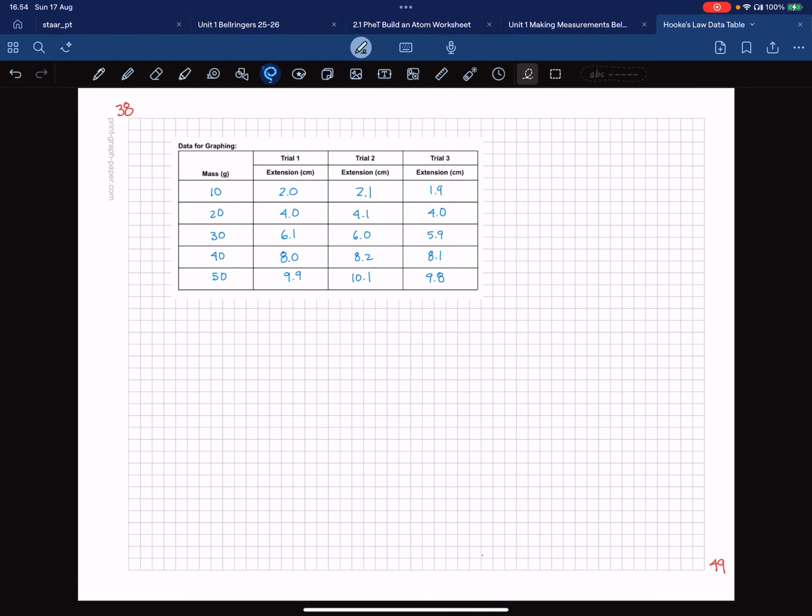Okay, ladies and gentlemen, the first thing that you have to do when you are doing a graph is you have to set your axes, okay? So I am going to do this video on how to set up axes on a graph. Okay, so a little bit of vocabulary here.